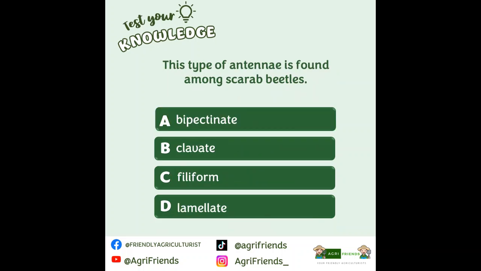Next, this type of antennae is found among scarab beetles. A. Bipectinate. B. Clavate. C. Filiform. D. Lamellate. The answer is lamellate or the leaf-like. So bipectinate is the double comb. Clavate is the club-like. And filiform is the thread-like.